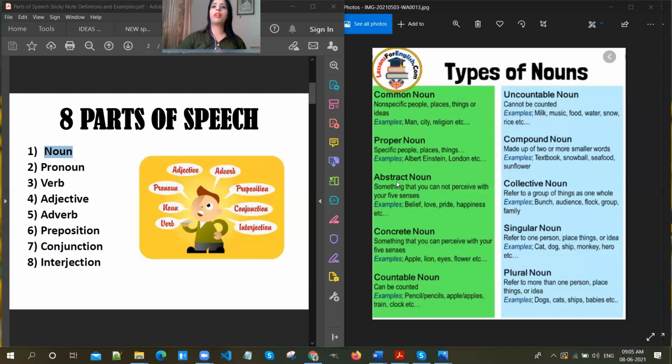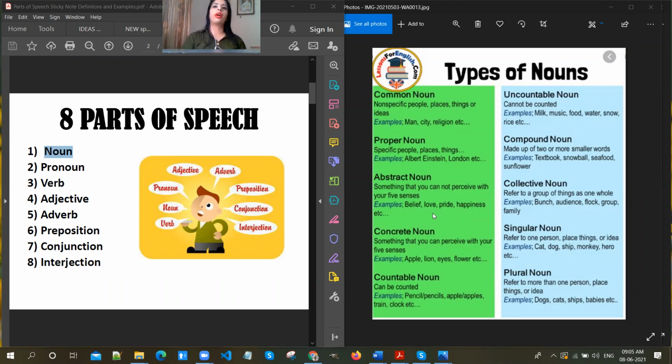And next, the third type of noun is abstract noun. So can anyone tell me out of these 5 students? Jasleen, can you tell me what are abstract nouns? मैम जैसे हैप्पीनेस सैडनेस जो हमारी फीलिंग्स को डिस्क्राइब करें.